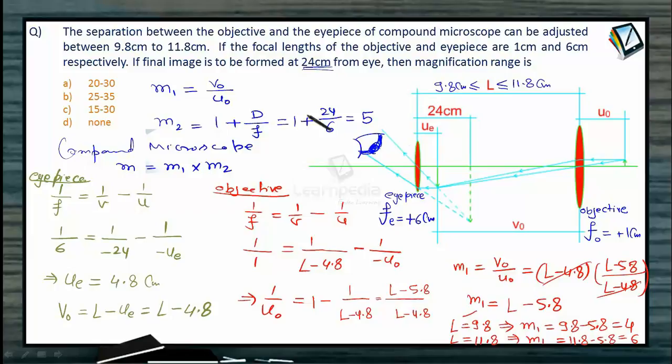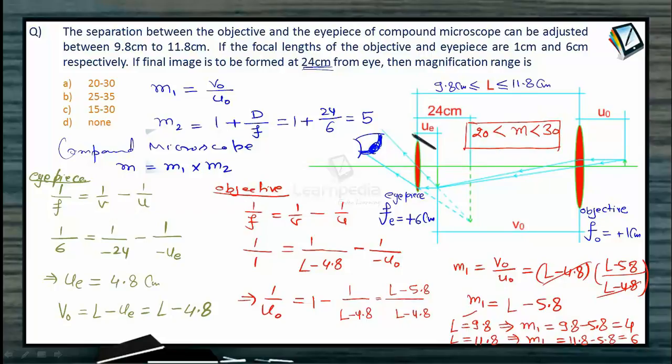That means if we multiply M1 and M2, then the final magnification M is going to lie between two values. What are those two values? The first value is 5 into 4. It is 20. It should be greater than 20. And the second value is 5 into 6, which is 30. So 20 to 30 will be the answer to this situation.